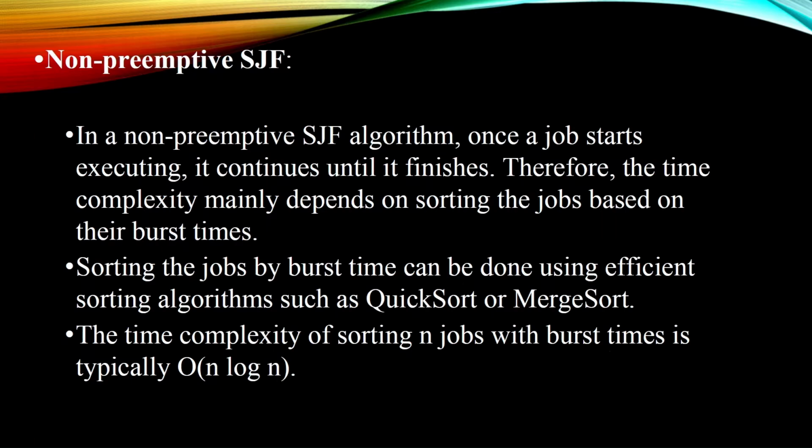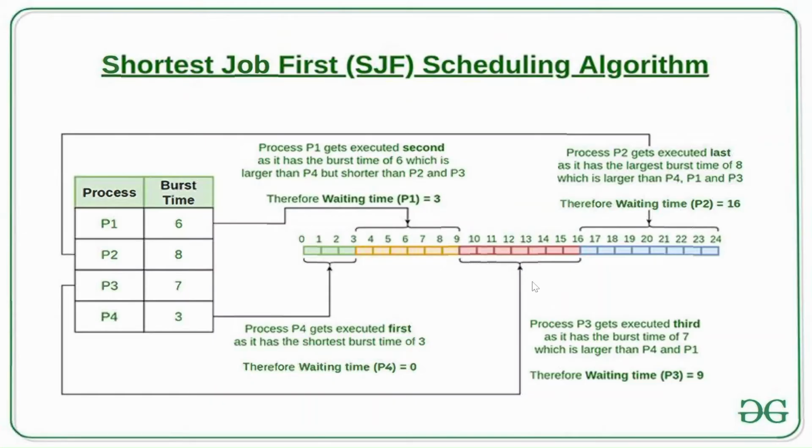So therefore, the time complexity mainly depends on sorting the jobs based on their burst times. Sorting the jobs by burst time can be done using efficient sorting algorithms such as quick sort or merge sort. So the time complexity of sorting n jobs with burst times is typically O(n log n). So let us discuss an example based on non-preemptive SJF.